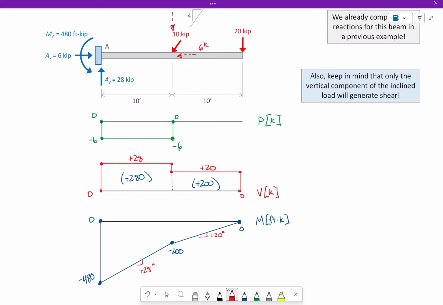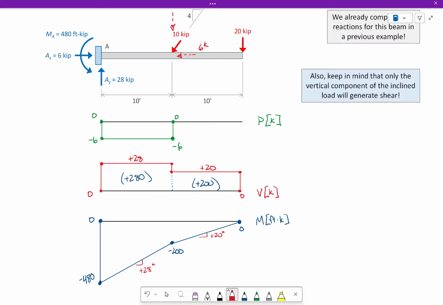Smiley face, frowny face is the simple way of describing a more technical version of the term, and the technical version is positive bending versus negative bending. Whenever your moment diagram is negative, like it is right here, we have a completely negative moment diagram, the beam is frowning when it deflects. It is experiencing a negative curvature. It's frowning at us.